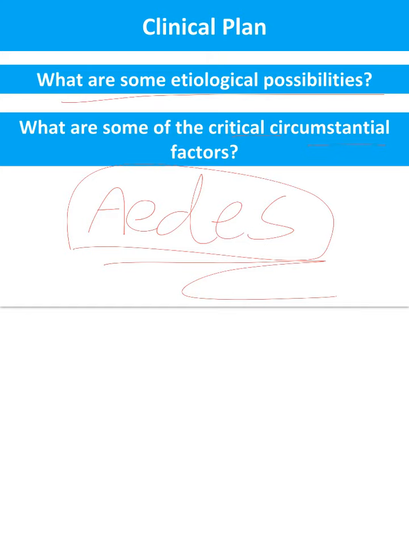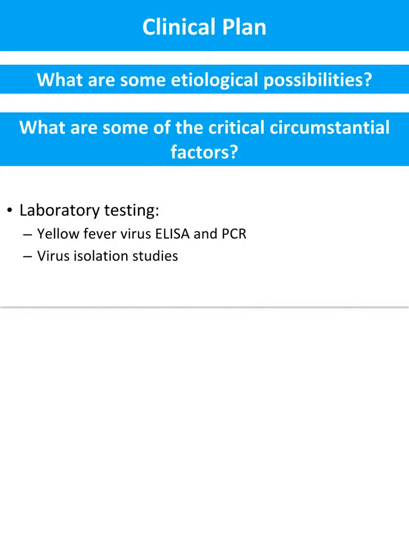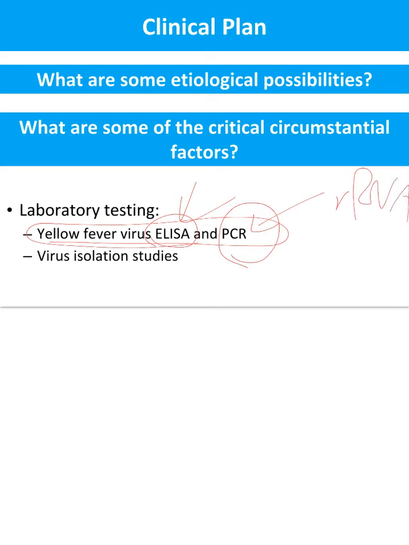All right. So that being said, let's go to our last slide. Laboratory testing that you would want to do for this would include yellow fever virus ELISA and PCR. So you can detect the RNA of yellow fever in blood from patients who are infected. In addition to that, you can detect antibodies in their blood, and you would do that using this technique right here. PCR is a technique that'll help you detect viral RNA.